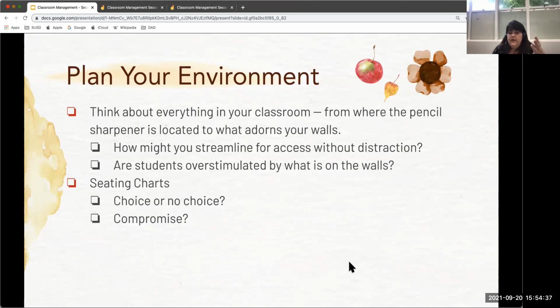But are the decorations too much? Are they staring at the decorations and trying to read all the famous movie lines from that poster with 100 famous movie quotes, instead of looking at the anchor chart with the information that you want them to study? Those kinds of things are important to consider.